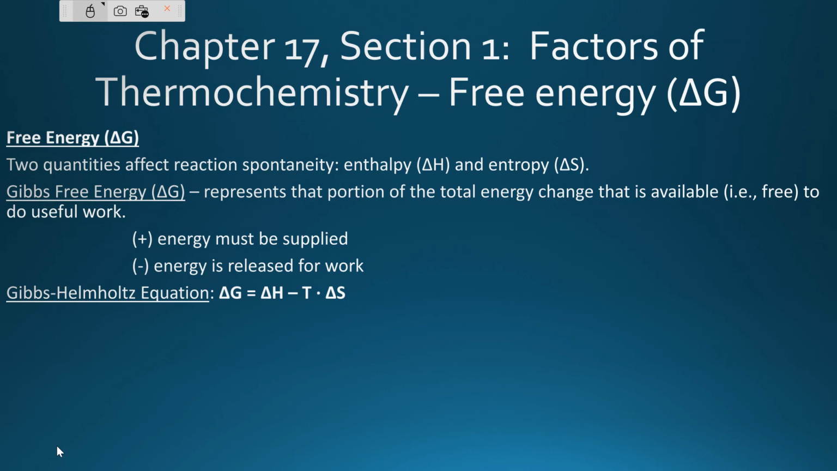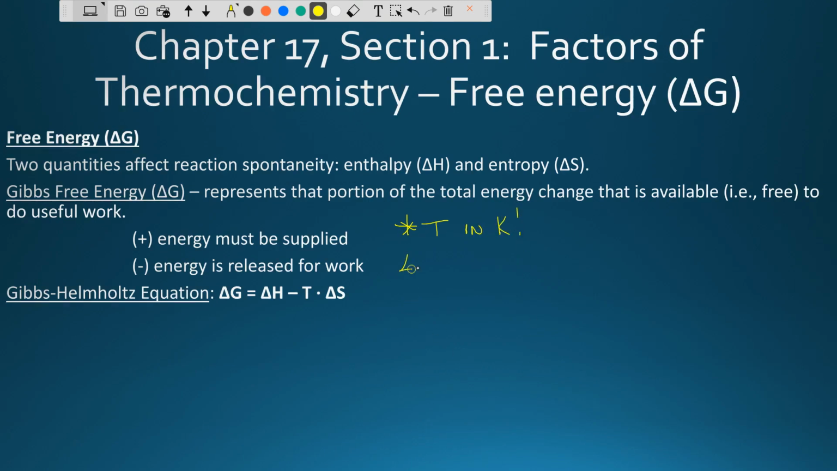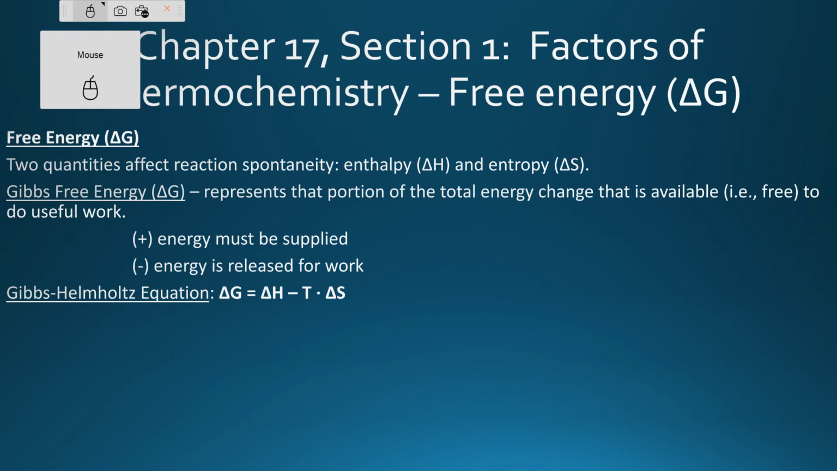Now, when using the Gibbs-Helmholtz equation, the Helmholtz equation is just taking all these factors into account. Just keep in mind a couple of things: T must be in Kelvin. And my delta S, now this is the biggest one, because our values were in joules, must be in kilojoules. We've been using joules all along with this, so just keep those units in mind as we're using this equation.